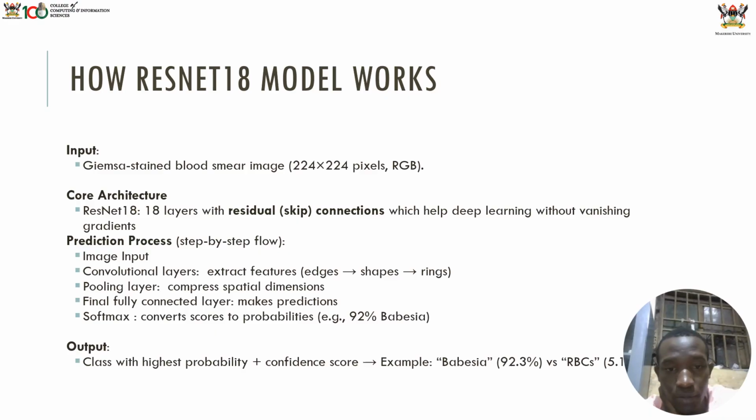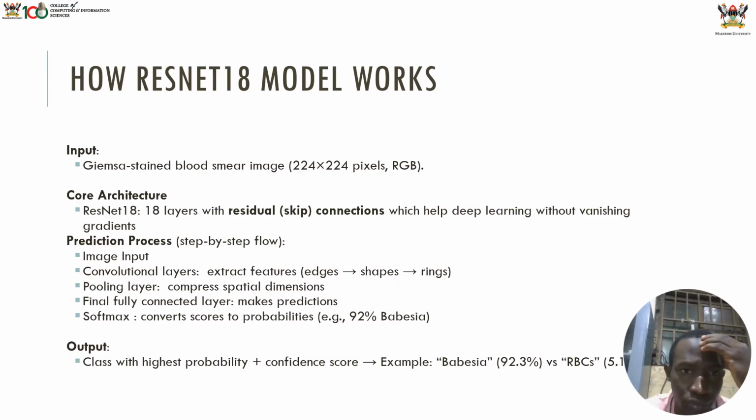I'll be explaining how the model learns, or how the model works. First of all, I have our initial step, which is the input. We start with the Giemsa-stained blood smear images, which are being resized to 224 by 224 pixels in RGB format. We have the core architecture. ResNet 18 is a deep convolutional neural network with 18 layers. It uses residual or skip connections, which allow the model to pass information from one layer to another. This helps us to prevent the vanishing gradient and also allows the network to learn more effectively.